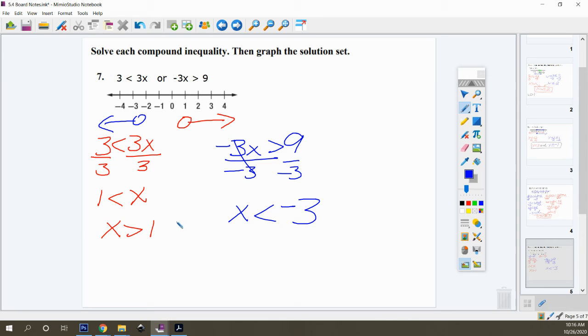For my answer, because this had the word or in it, my answer needs the word or. So this is going to be my answer. x is greater than 1 or x is less than negative 3.